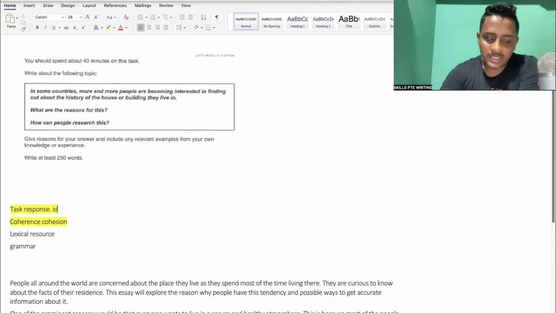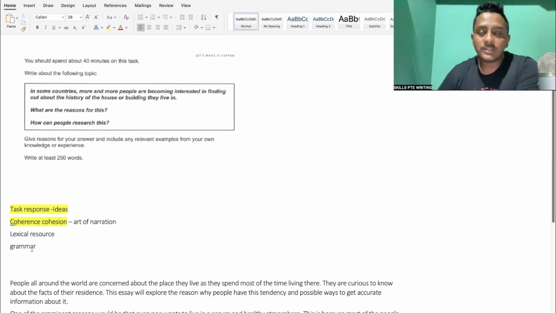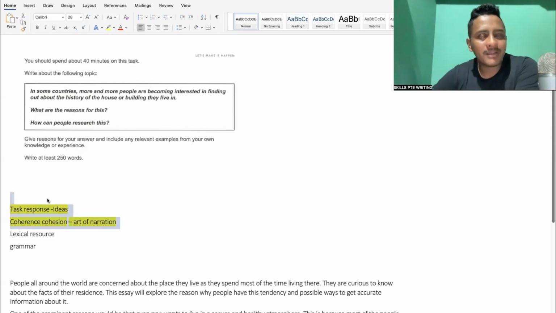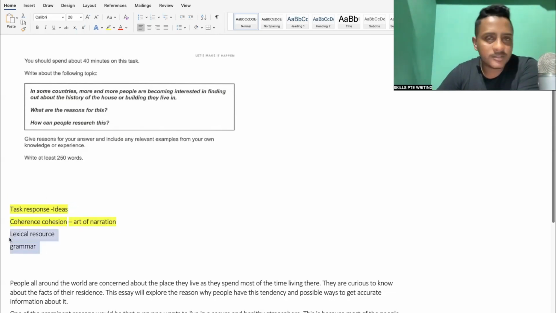Task response: what ideas to choose with respect to the question asked. Correct? Coherence and cohesion: the art of narration. So these two are the most difficult aspects of essay writing. If you are good with these two things, for sure you'll get 8. If not, 7.5, 7, 6.5, it starts from there. These two are not so highly prioritized. You don't have to worry too much about them. As long as you are okay with the basic idea of the vocabulary and the grammar, you should be able to get the scores. But these two are the problem.